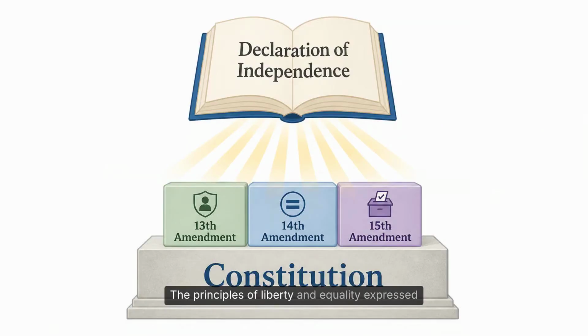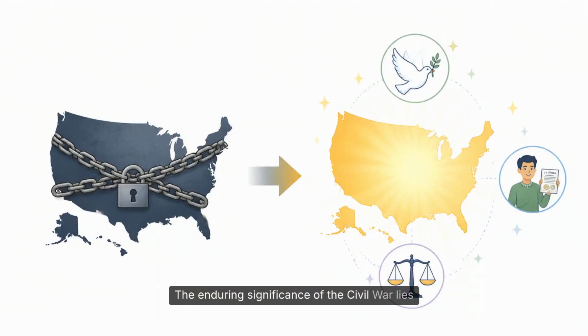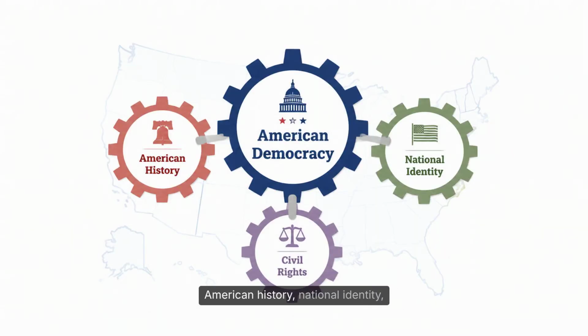The principles of liberty and equality expressed in the Declaration of Independence became more firmly incorporated into the Constitution through the Reconstruction Amendments. The enduring significance of the Civil War lies in its transformation of the United States from a union that permitted slavery into a nation constitutionally committed to freedom, citizenship, and equal protection under the law. It remains essential to understanding American history, national identity, civil rights, and the continuing development of American democracy.